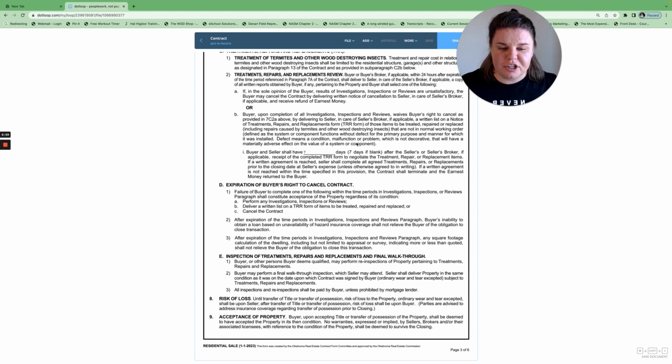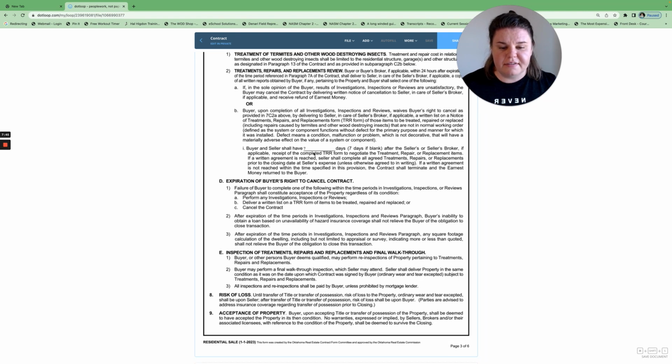Defect means a condition, malfunction, or problem which is not decorative that will have a materially adverse effect on the value of a system or component. Air conditioner, a toilet that's broken, that goes on a TRR if you want it to, of course. If you don't like the carpet, that doesn't go on the TRR. If the carpet is causing a trip hazard because it's not stapled down correctly or glued down correctly, then it goes on the TRR. Do you see the difference?